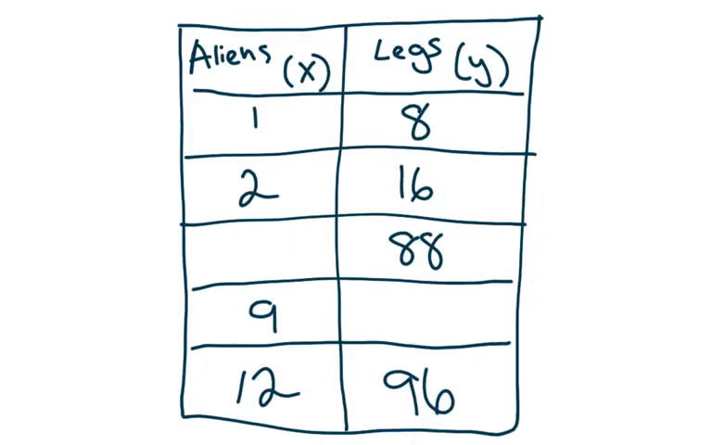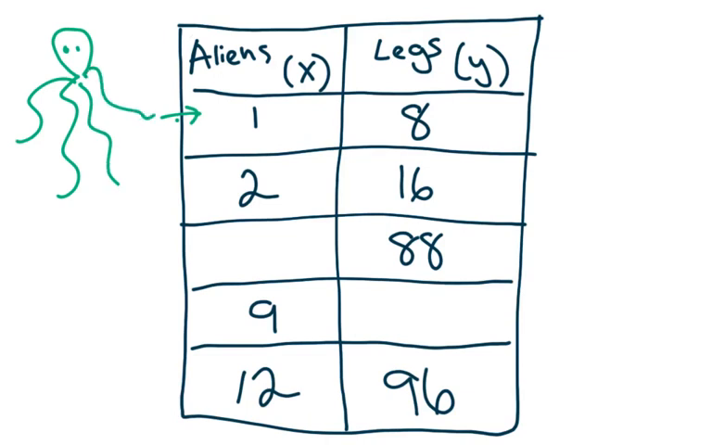Some number of aliens have some number of legs. Maybe this one alien right here has 8 legs. 1, 2, 3, 4. It's like an octopus alien. 5, 6, 7, 8 legs on this alien. When you're looking at your first line, you need to go both ways.